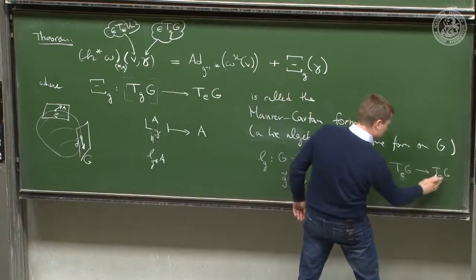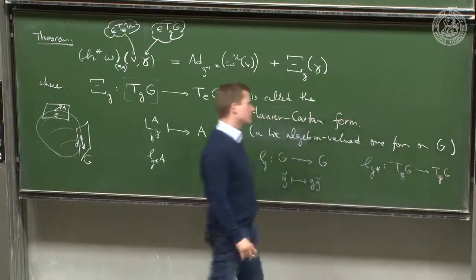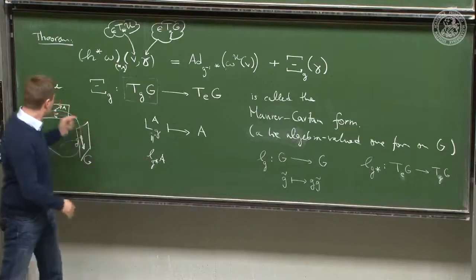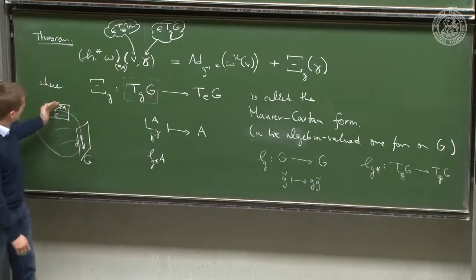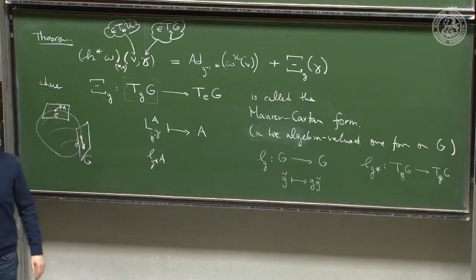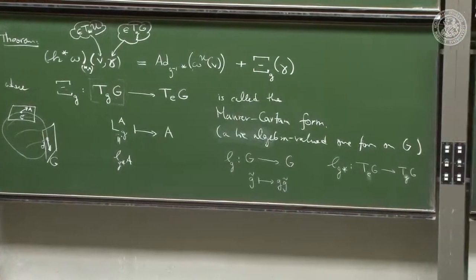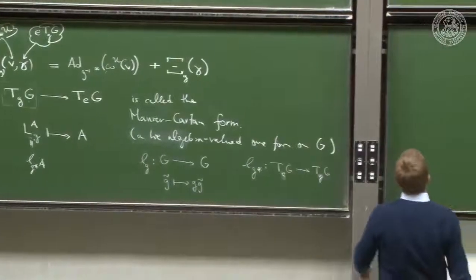For instance, from TeG to TgG. That's the push forward, and that's pushing forward this A along the left multiplication on the group. I think we defined this, of course, a long time ago. Okay, good.